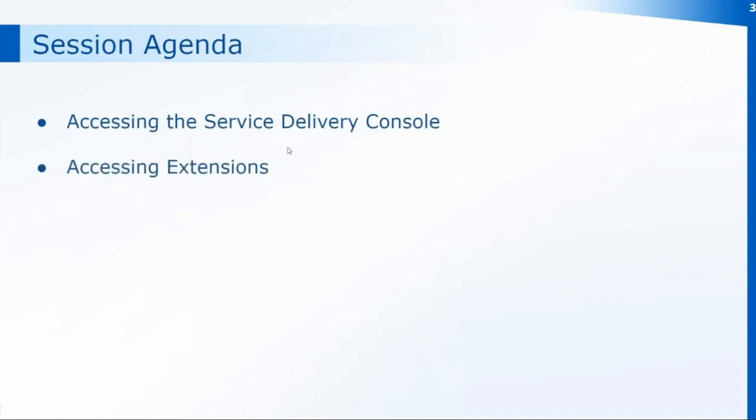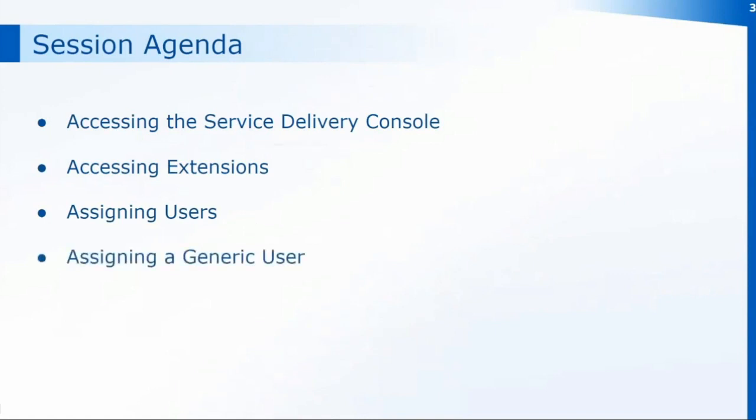So during this session, we're going to be looking at accessing the Service Delivery Console, accessing the extensions area within the Service Delivery Console. We'll look at assigning users to specific handsets to make manual logging in easier. And we'll also look at assigning a generic user. Because the extension numbers go with people rather than with the phones, a phone won't have its own extension number. So you can assign a generic user if you need a phone to have a number without a user logging in there.